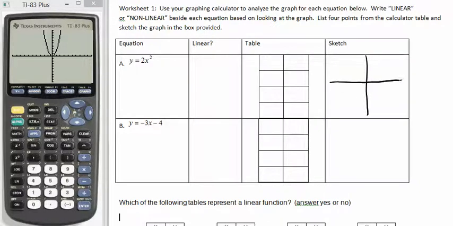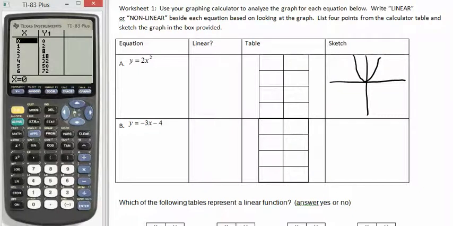We could have done this in a different order, but we're going to just go ahead and put a graph on here. This doesn't have to be a perfect graph, just a rough graph. I just want you to see what shape it is. And then on the table, you go second table. And I just want you to put some values in here. So 0, 0, 1, 2, 2, 8, and 3, 18.